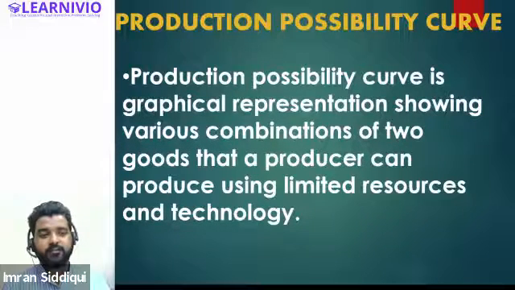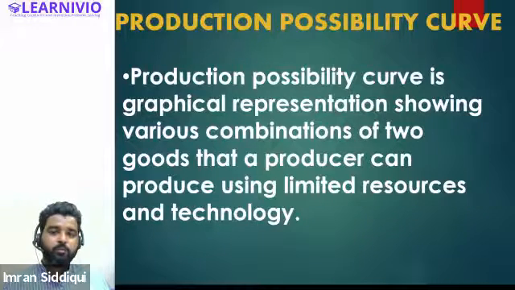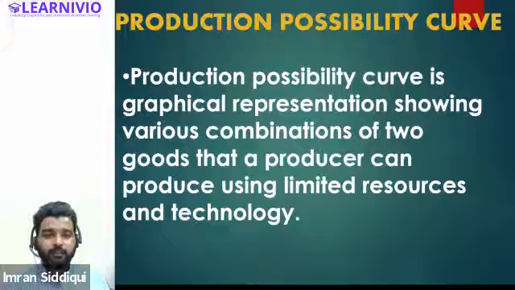It is a graphical representation that shows different combinations of two goods that a producer can produce using available resources and technology. See, a producer has certain resources available with him, and he wants to produce two commodities. Under the production possibility curve, we present various combinations that a producer will be able to produce using the available resources and technology he has.